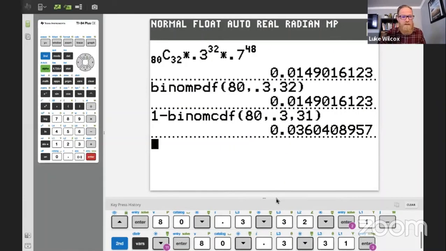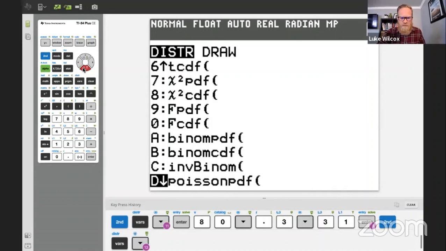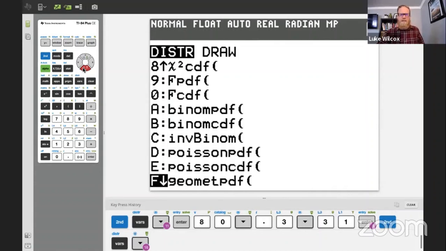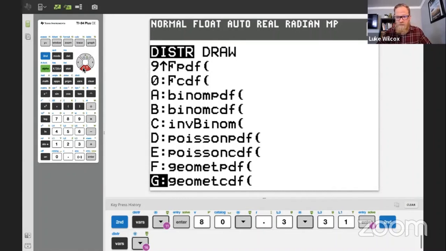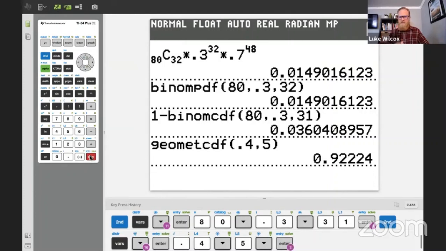So it's found in the same menu. If you go to second vars, there's your distribution. You're going to have to scroll down a little bit further past the binomial ones until you can find geometric. And once again, you have PDF if you're trying to find exactly one value, or CDF if you're trying to find cumulative up to and including one value. And we want CDF here. And our p is 0.4. And we want 5 trials. So the calculator will tell us that we have an answer of 0.922.